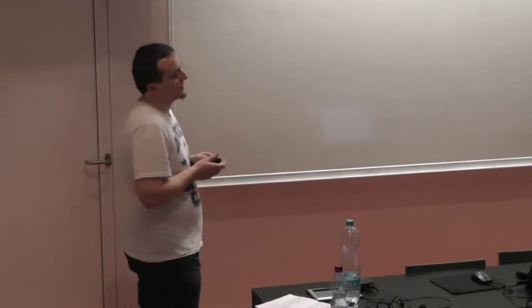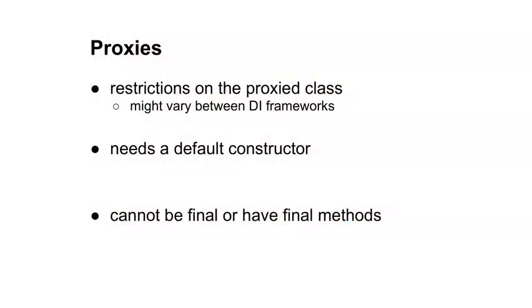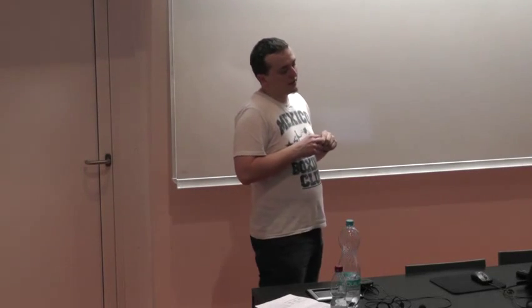And to create the proxies, it puts additional restrictions on the classes, and these restrictions might vary a little between different dependency injection frameworks and basically between the methods how the proxies are created. The typical requirement is that those classes that are proxied need a default constructor, and they cannot have final methods, and they themselves cannot be final.